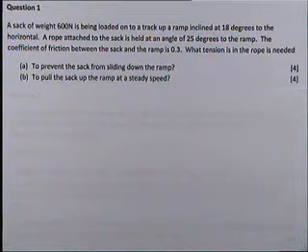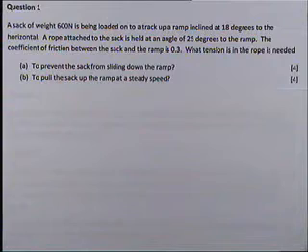The coefficient of friction between the sack and the ramp is 0.3, so that we know that we have to add a frictional force, and we need to find the tension in the rope for A, to prevent the sack from sliding down the ramp, and B, to pull the sack up the ramp. So there's two cases here, and what they're trying to teach you via this question is that depending on the direction of the frictional force, the tension will be quite different.